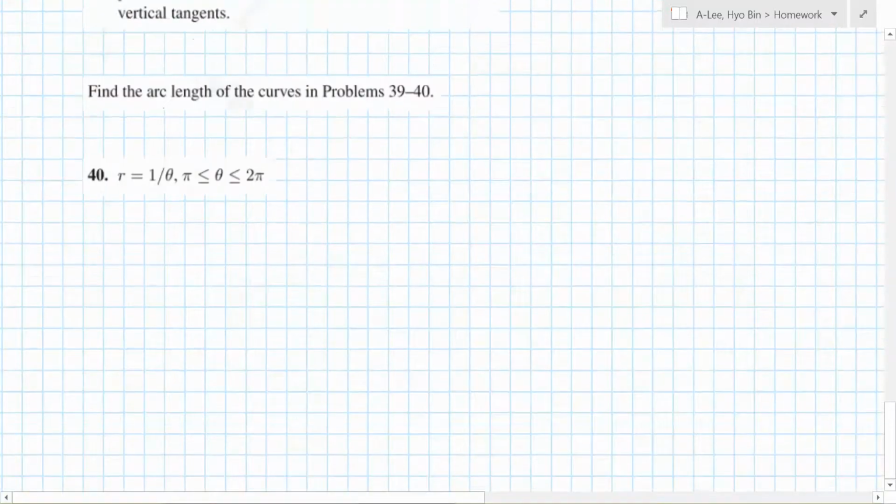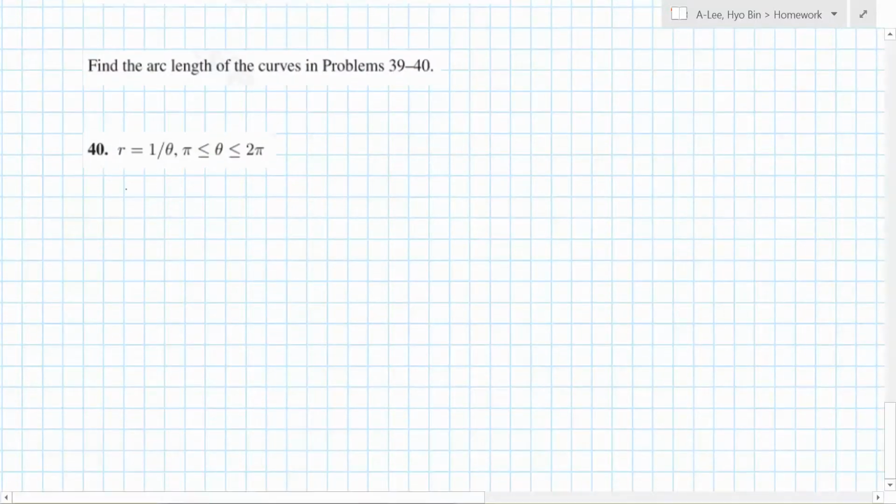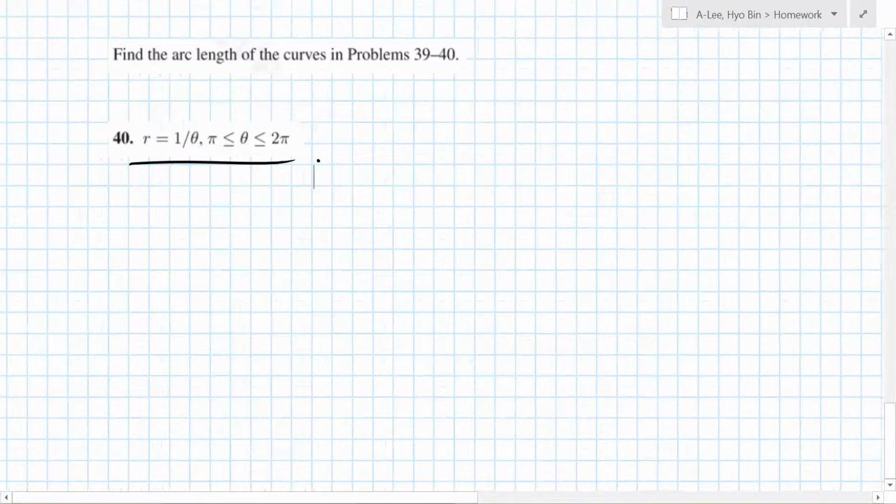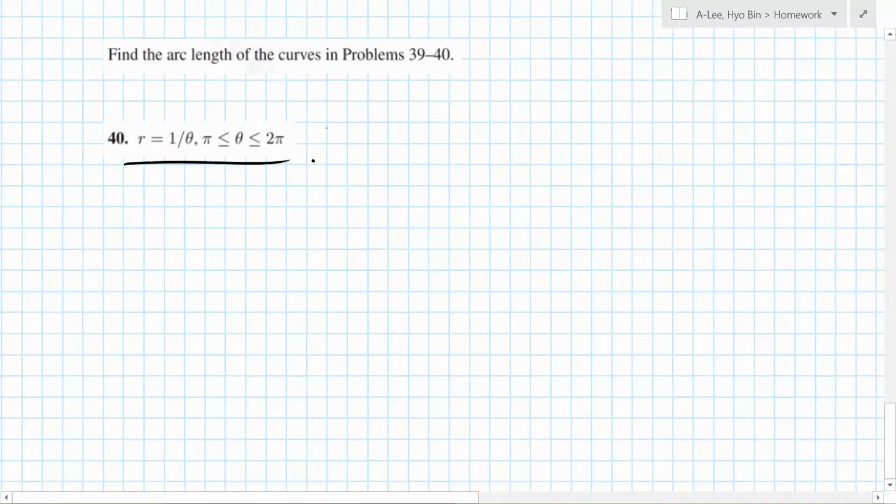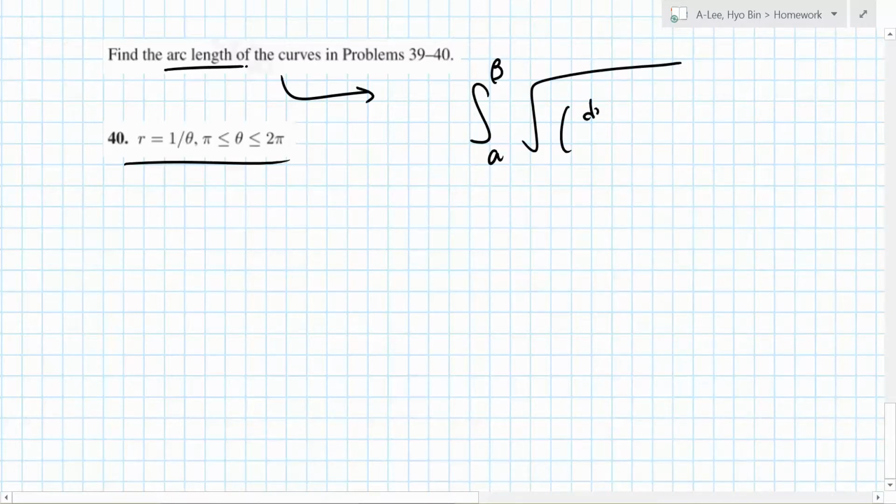Alright, so I'm trying to find the arc length of the curve that is represented here. I will try to express this in Cartesian form, just because my formula for the arc length in polar coordinates is the integral from alpha to beta of the square root of (dx/dθ) squared plus (dy/dθ) squared, dθ. And to find my dx and dy, I would have to find my x and y.